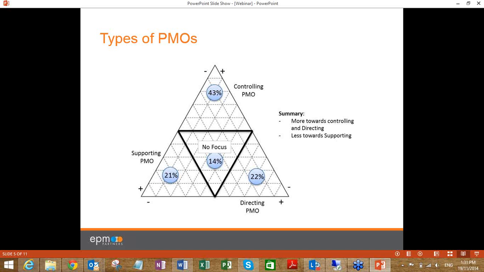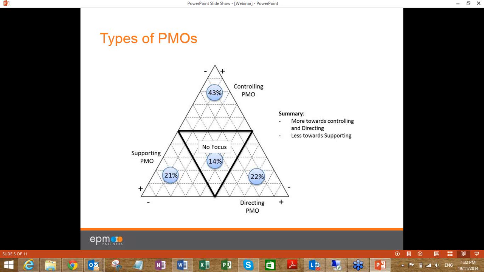I thought it would be a bit more, because I've seen, if I had to put a number, probably 40 to 50% of PMOs out there with no certain focus. They can't really identify themselves. When you ask them, are you a supporting, controlling, or directing PMO, they fail to answer. They can't really tell you. If it's supporting, why then are you doing this? If you're controlling, why are you not doing this?